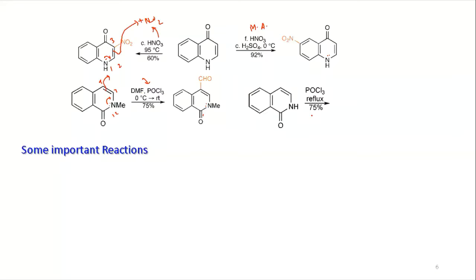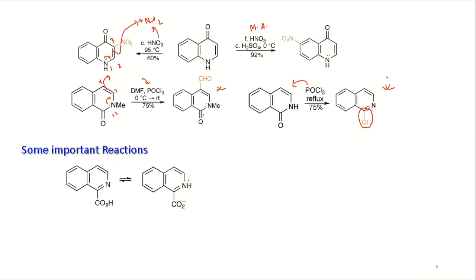Okay, so what we will observe is chlorination at the center. This mechanism you should be able to write, because I have shown you in the case of pyridine. This is one of the important reactions. These reactions are really important. This Vilsmeier-Haack reaction, this chlorination at the 1 position. These are very, very important reactions.